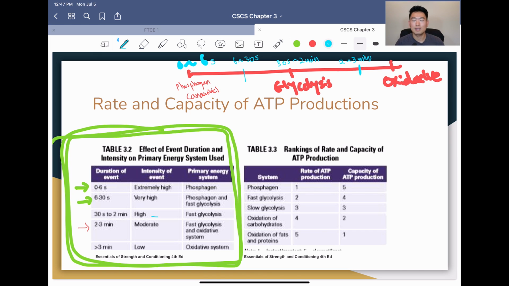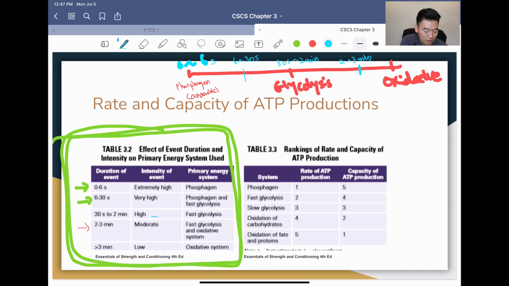So let's say this is another soccer example. We're kind of passing the ball around, trying to see where we can attack, or even lacrosse, where you're just passing the ball around, seeing if there's any open spots. And so for an event that takes about 2 to 3 minutes, we're using fast glycolysis and the oxidative system.